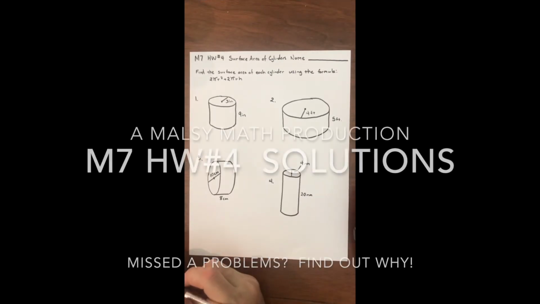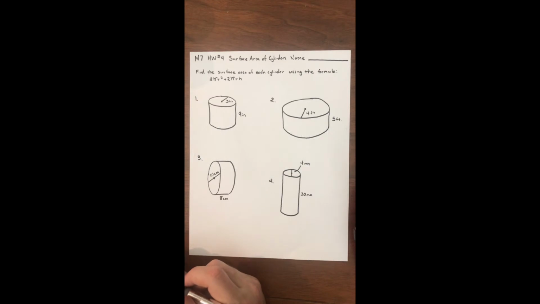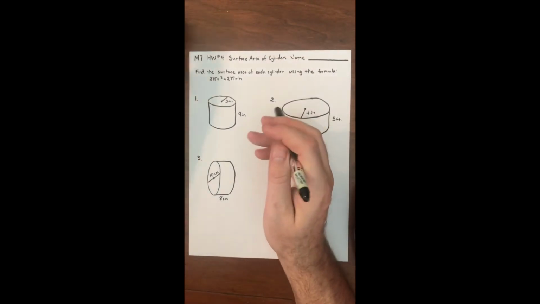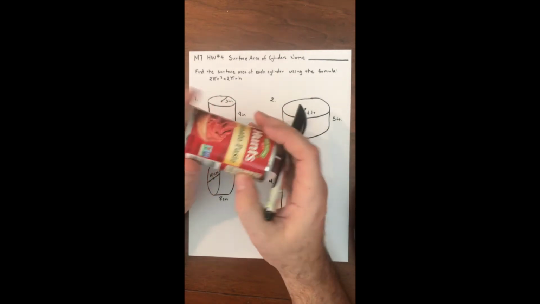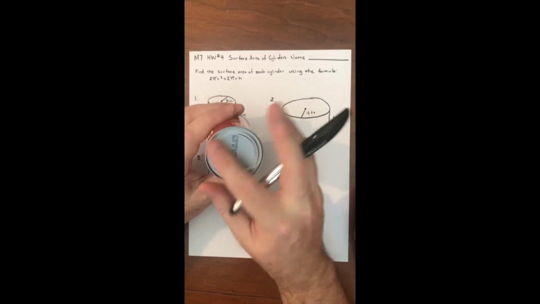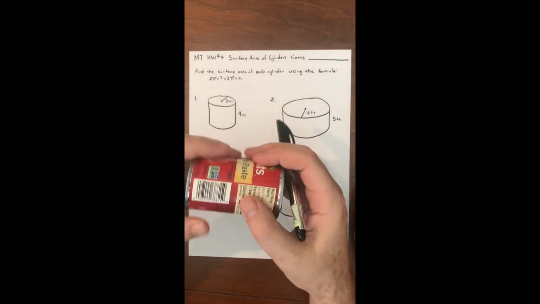Okay, boys and girls, it's time to go over your homework number 4, surface area of cylinders. I really hope you watched the video first, because otherwise this would make no sense at all. Remember that we are finding the area, how many little squares will fit on the 3 sides of a cylinder: the 2 circles, and the rectangle that wraps around the outside.